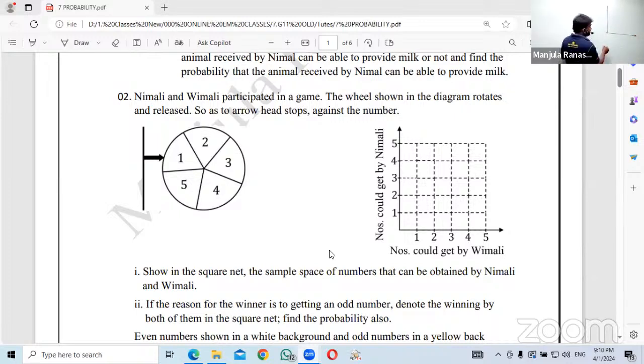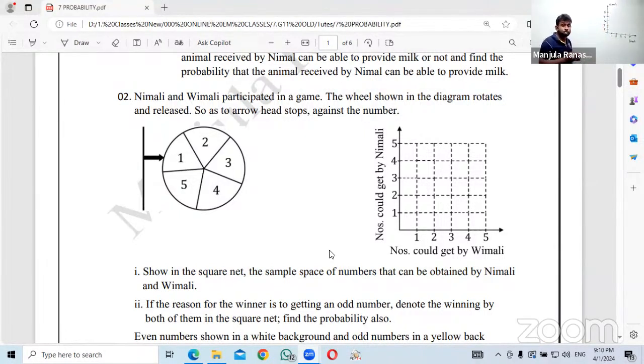Here we have 1, 2, 3, 4, 5, and this is the Vimali's number. And here we have the Nimali's number. Nimali's number, that is also 1, 2, 3, 4, 5.